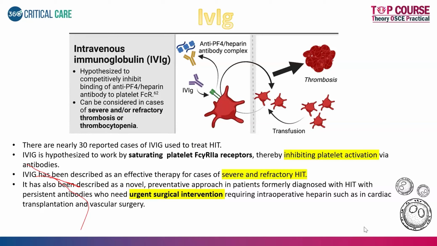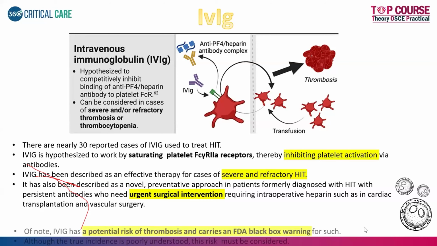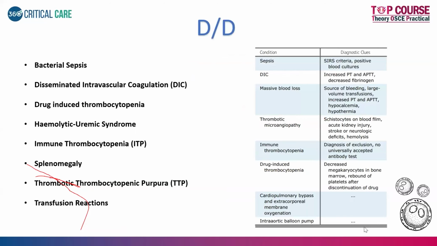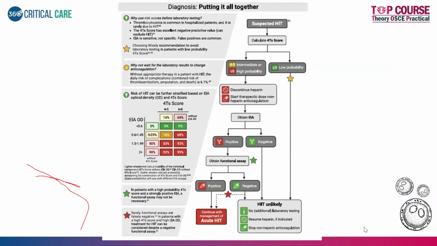Any patient who requires emergency surgical intervention, even there, you can neutralize the antibodies using IVIG. The effectiveness is still questionable, but yes, in urgent surgical intervention, whenever you suspect HITT, give IVIG and probably then go ahead and do the intervention. What are the differential diagnoses you have to remember for thrombocytopenia? That is bacterial sepsis, DIC, other drugs which cause thrombocytopenia like antibiotics, etc., hemolytic uremic syndrome, ITP, TTP, transfusion reactions, etc.